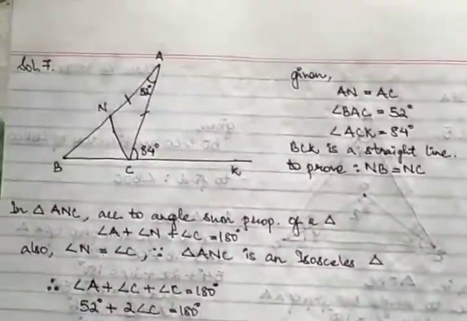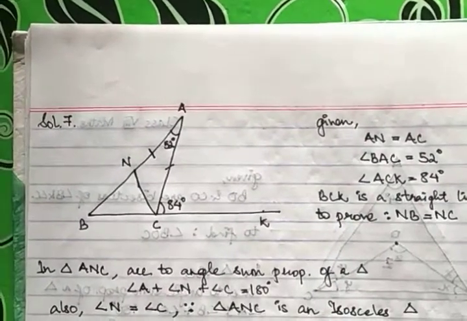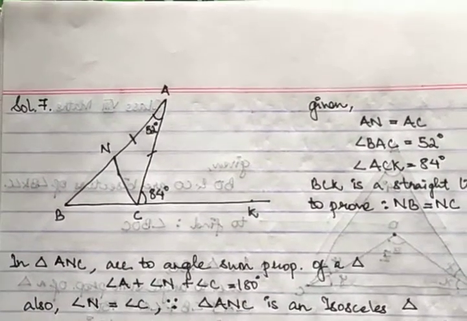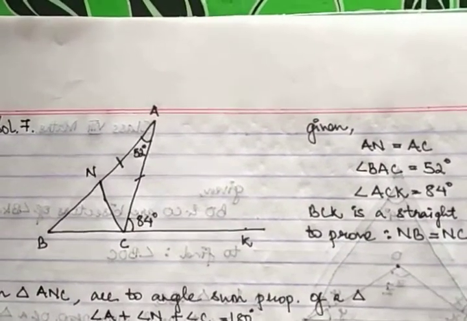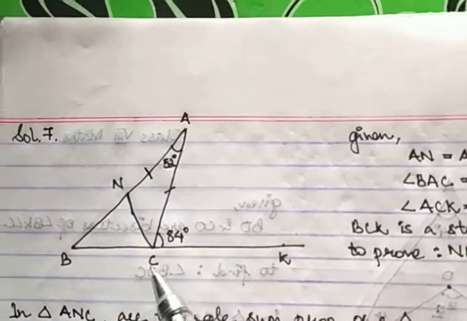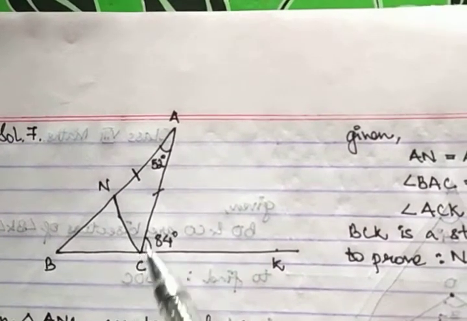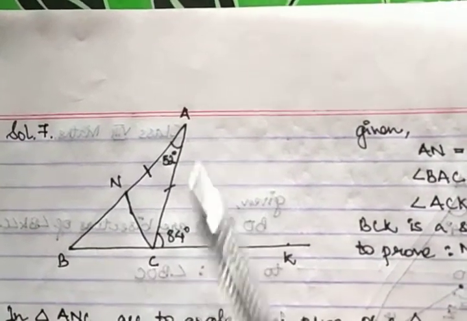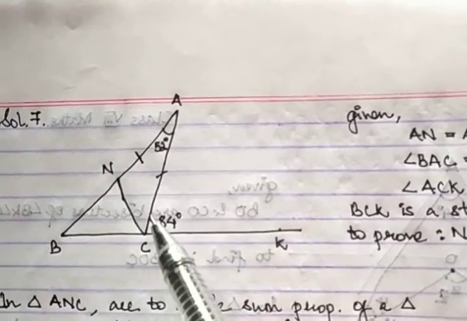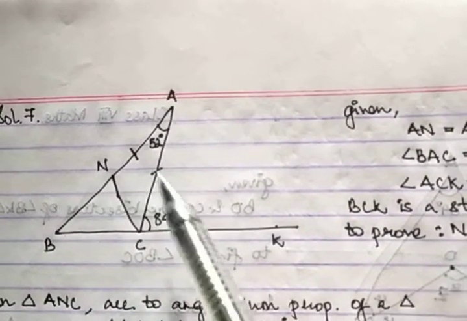Now moving on to the next one, what we have here is question number 7. Again the figure is given. This may look complicated, but try to figure it out. We have triangles: a bigger triangle ABC and smaller triangles ANC and NBC as well. We got equal sides too. The symbol means equal sides, isn't it?